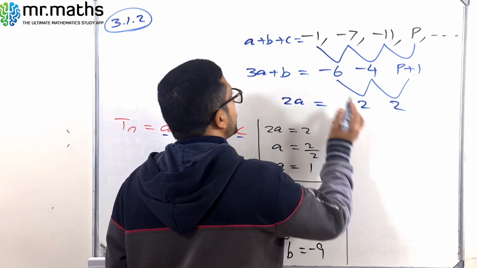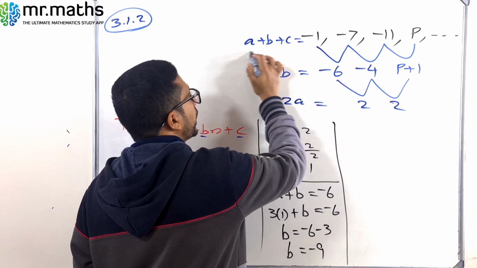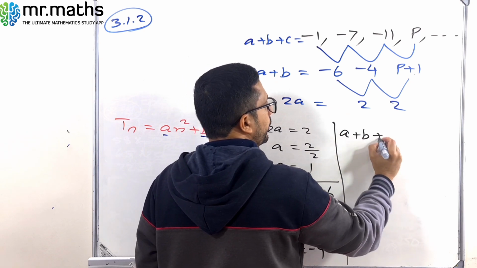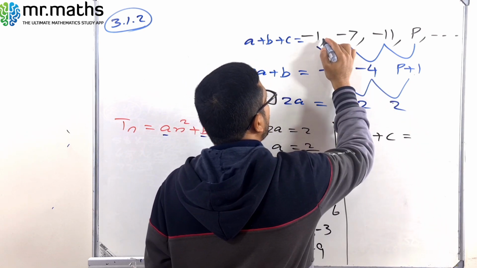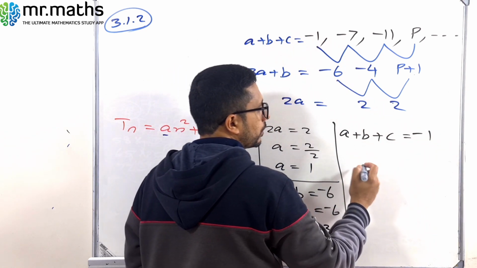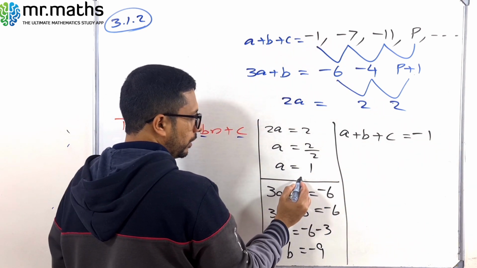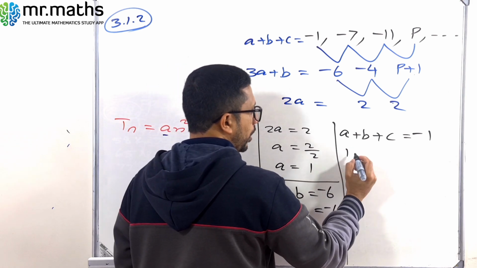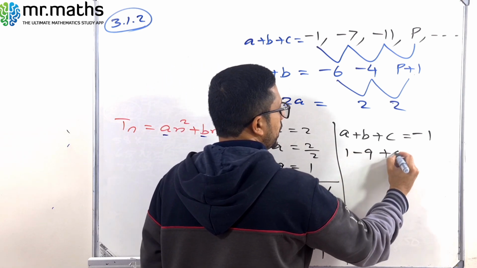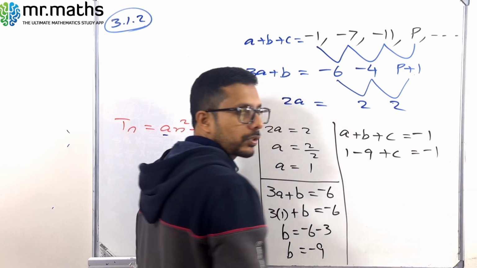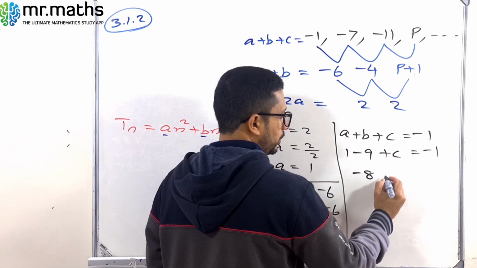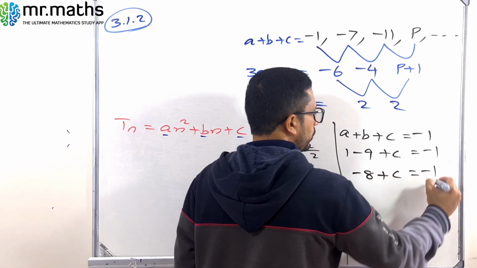So now c. For that we can take this equation. What is the equation? a plus b plus c is equal to, what is the first term? Minus 1. So what is the value of a? It is 1. What is b? Minus 9. So 1 minus 9 plus c is equal to minus 1. What is 1 minus 9? It is minus 8 plus c is equal to minus 1.